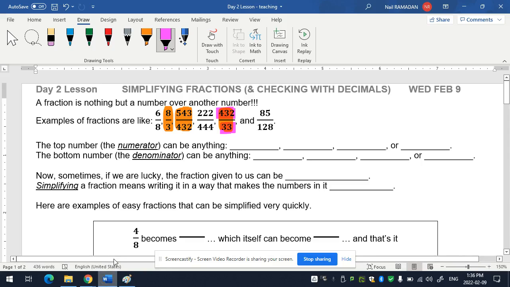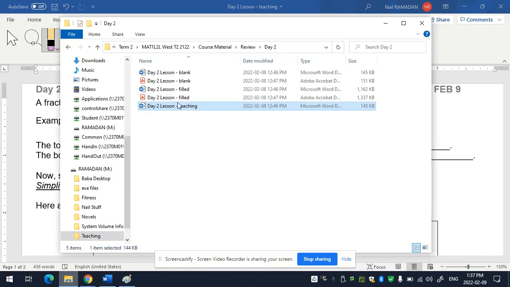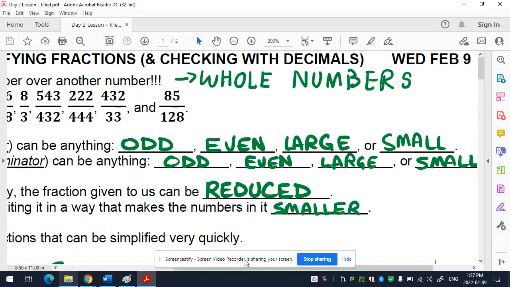But today we are calling everything fraction. I'm easygoing enough that as long as it's two numbers on top of each other, I just call it a fraction. I couldn't care less which one's big, which one's small. So the top number, the numerator, can be anything. So the top one could be anything.